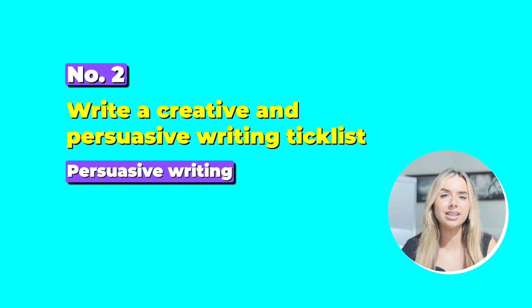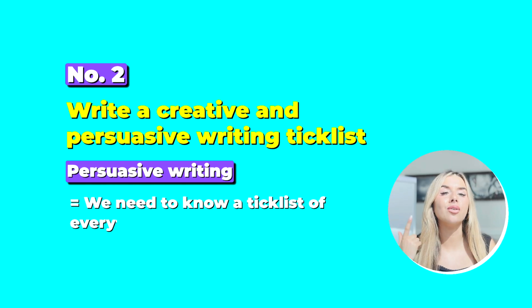Then for persuasive writing, we need to know a tick list of everything we need to put in our plan. That way we've actually got a structure for how we're gonna approach the exam, because unlike creative writing, we can't know exactly what we're gonna write. So we can just use a structure up front of how we're gonna plan it and how we're gonna approach it, no matter what the question is.